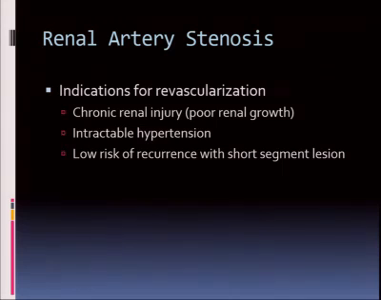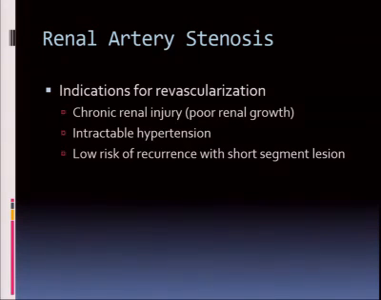The second is intractable hypertension. So if you're on your second medicine or onto your third medication, and the hypertension still is poorly controlled and there's developing left ventricular hypertrophy and other types of issues, these are situations where we really are pushed to try to find a better intervention, better treatment for their hypertension.